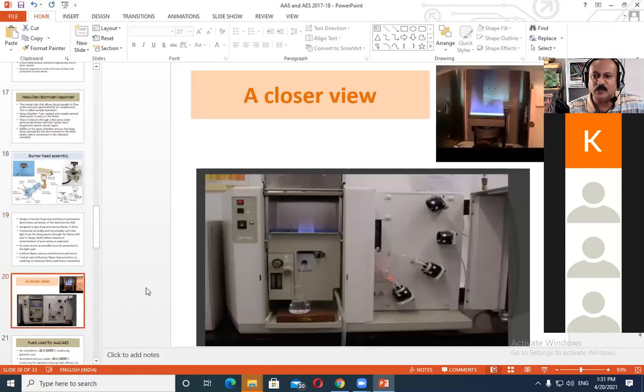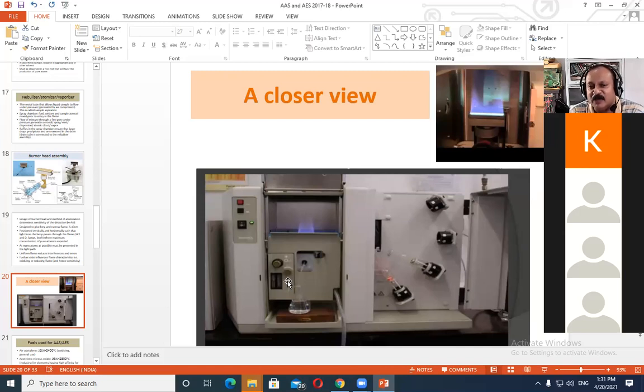Then this is a little closer view of the flame. The burner is hidden inside this particular chamber. Can you see this white thread-like thing here? That is the capillary, and that capillary is dipped either into the sample, or it could be a blank solution which doesn't contain the metal. Just like UV visible spectrophotometry, here also we have to use a blank, and we have to use a certain set of standards for calibration.